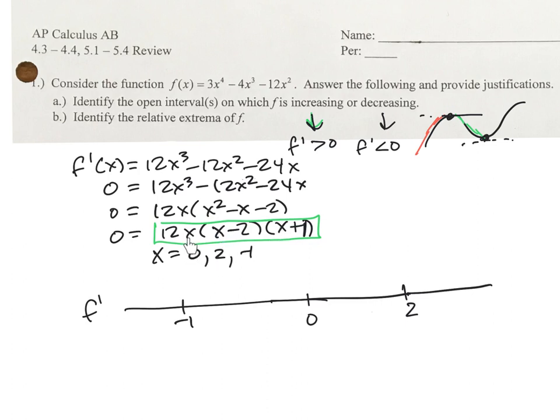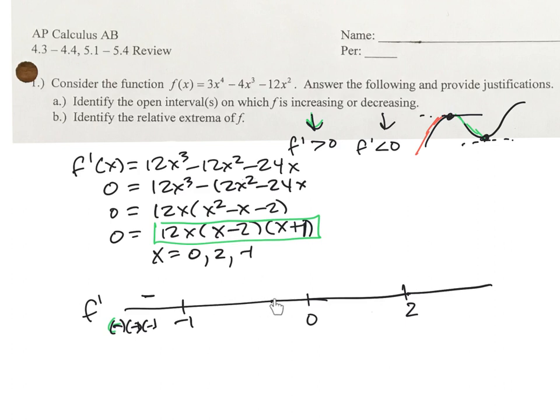If I plug a negative 2 in here, I'd get a negative. Plugging it in here, I'd get a negative. And here, a negative. So all three times, I'd get a negative. Let's make a note of that. A negative times a negative times a negative will give us a negative result. Okay, then let's look at the interval to the right of negative 1.